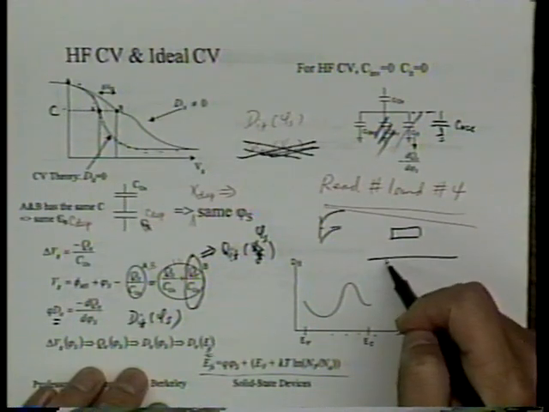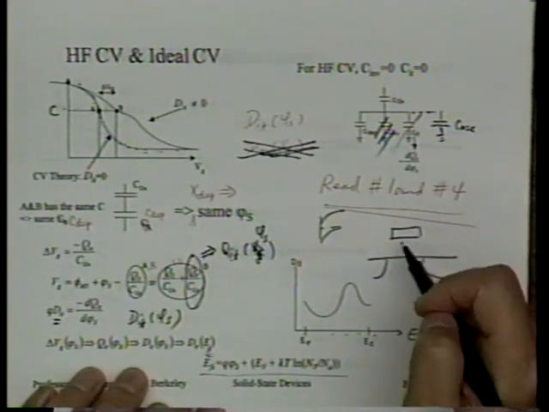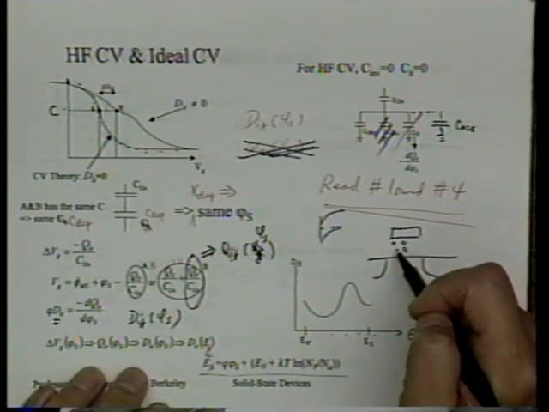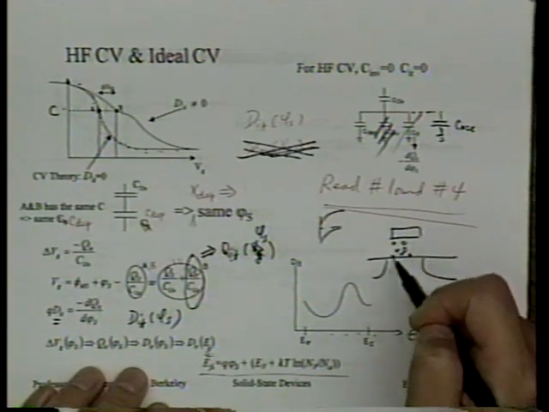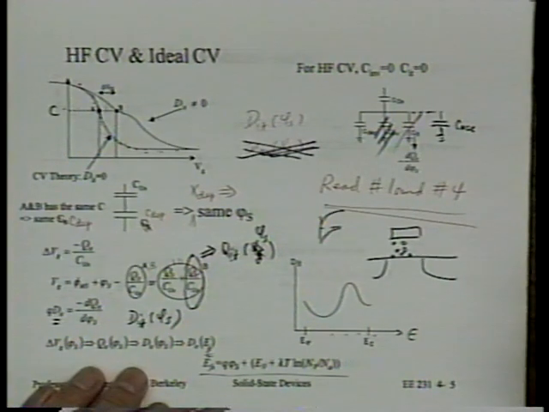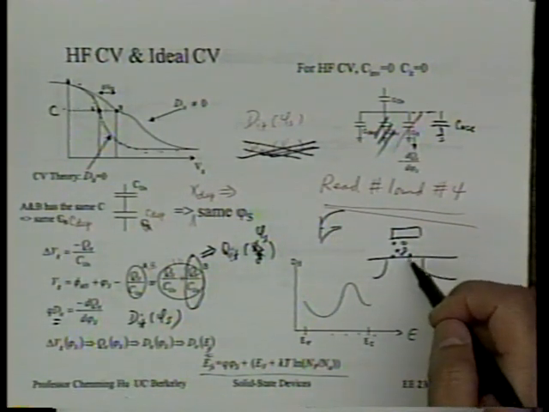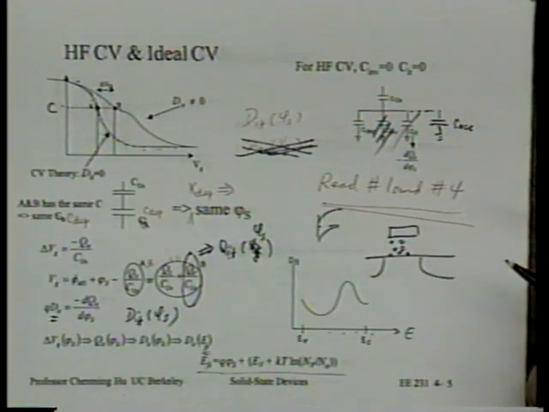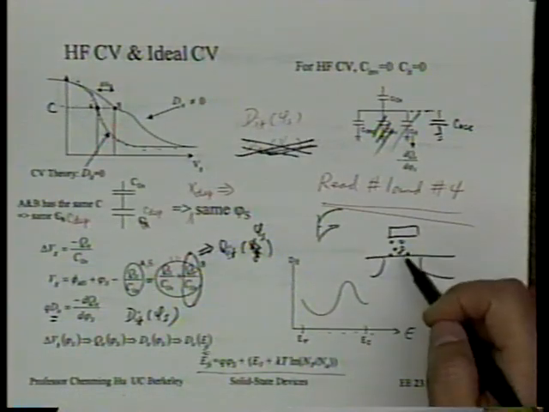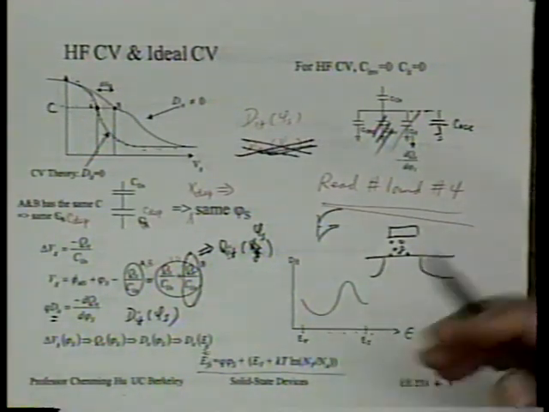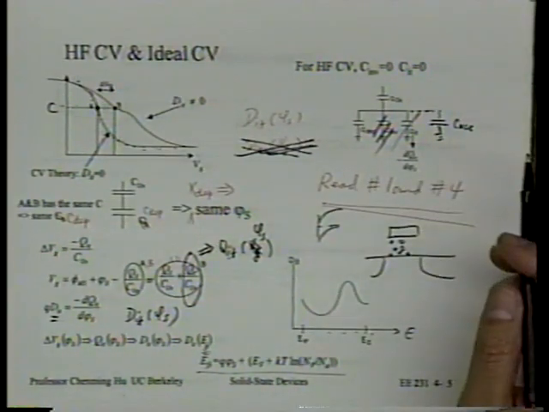I think it's really helpful to think that interface traps are really no different from other traps in the bulk. It's just that they're closer to the surface. But how close is close enough? Well, it turns out they're very close. They tend to have very short time constants, and if they are farther away, there will be longer time constants. In that sense, you can think of it as kind of continuous, all right?